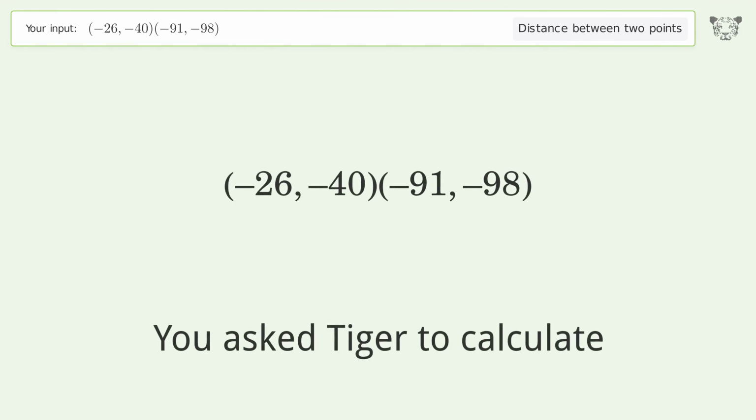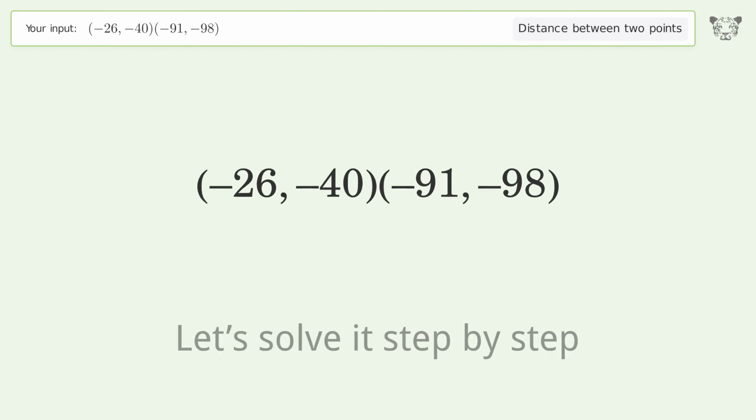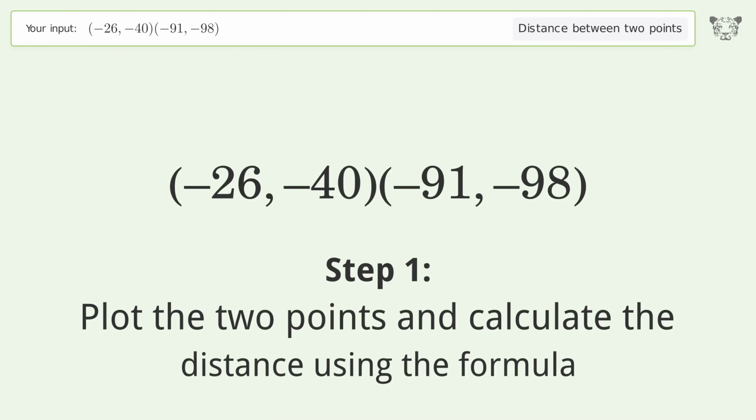You ask Tiger to calculate. This deals with the distance between 2 points. The distance between the 2 points is the square root of 7,589, or 87.115. Let's solve it step by step. Plot the 2 points and calculate the distance using the formula.